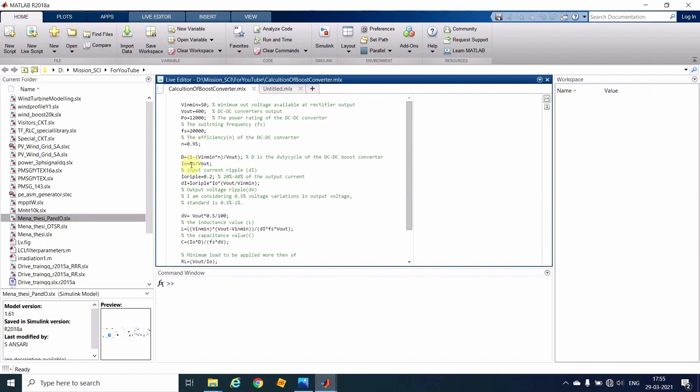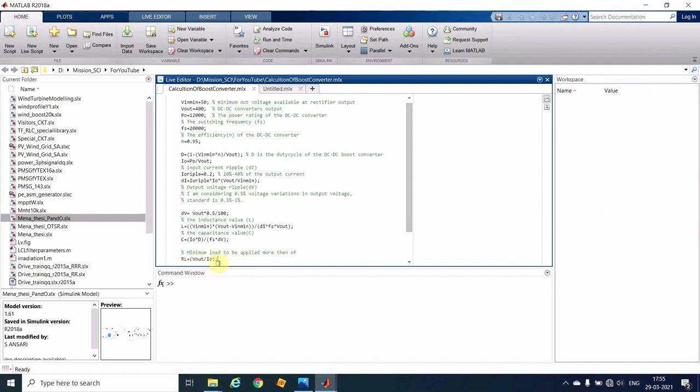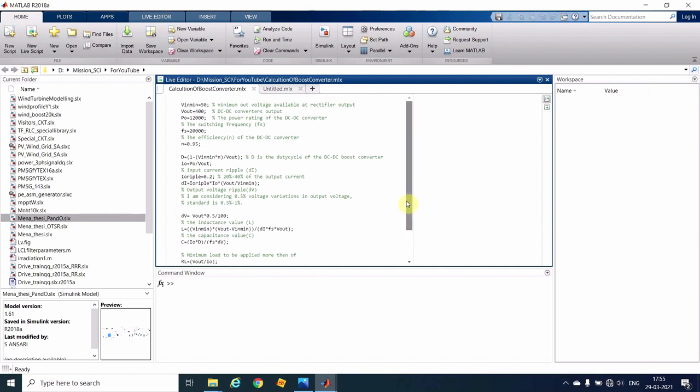Okay, and the I naught will be calculated using this formula. Then the ripple current will be calculated with this formula. Similarly, the ripple voltage will be calculated with this formula. The inductance will be calculated like this, and the capacitance of the boost converter will be calculated like this. The minimum load to be applied should be more than RL equal to V out by I naught. So watch this carefully and calculate accordingly.